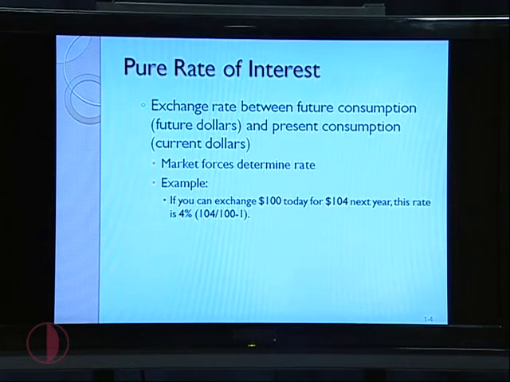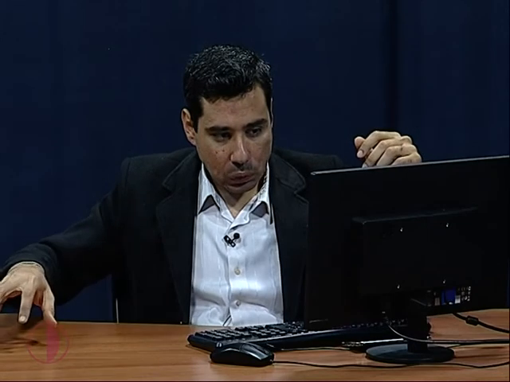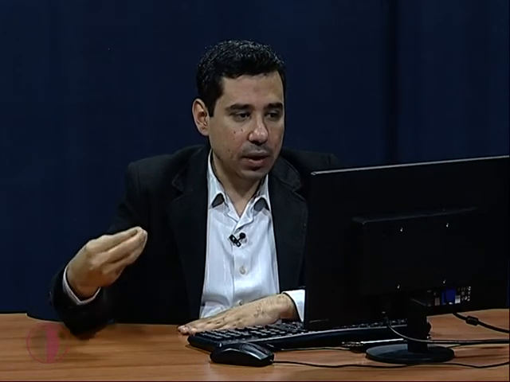An example for our investment, pure rate of interest. If you have $100 now, and you can exchange $100 today for $104 next year, this rate is 4%. 104 minus 100, divided by 100, is 4%. That means the exchange rate between future consumption, future dollars, and present consumption, current dollars, the difference between $100 today and $104, is related to the pure rate of interest.